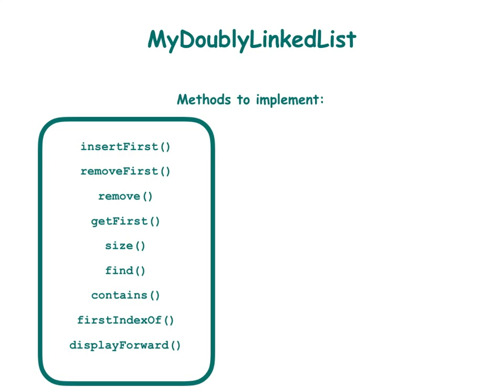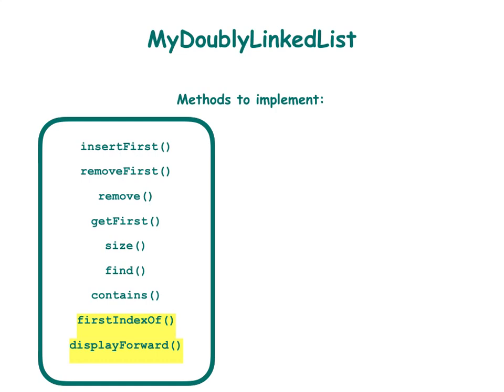Now, as for the methods that we're going to implement, the same methods as before, same names. The only names that are different are first index of and display forward. Before, first index of was simply known as index of, and display forward was simply display list. By the end of this video, it'll be clear why we changed those names. And also, even though we're implementing the same methods as before, that does not mean these methods will be identical to how they were before.